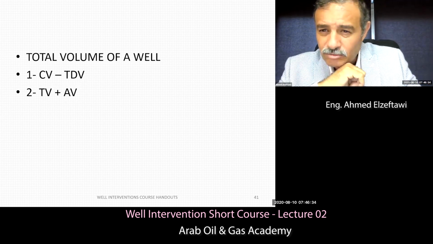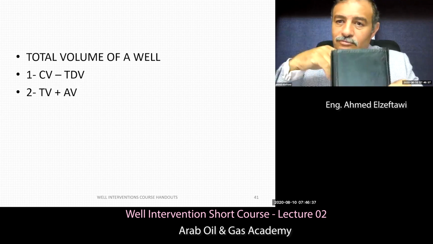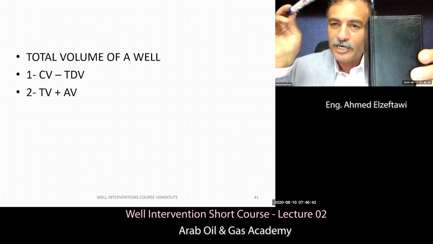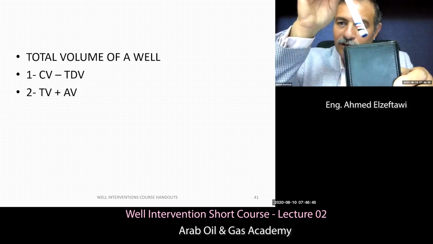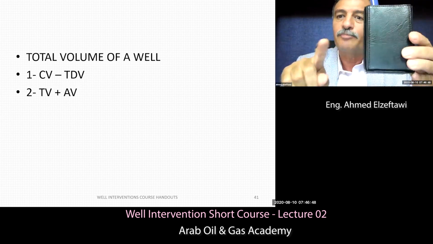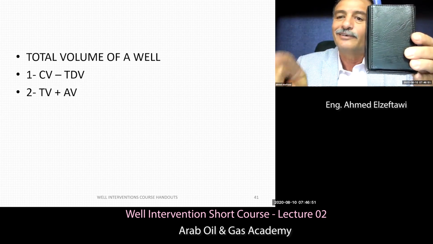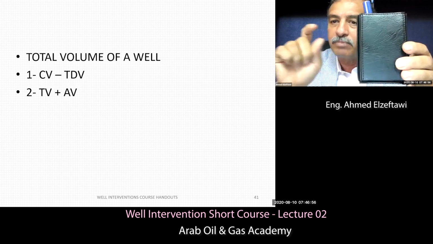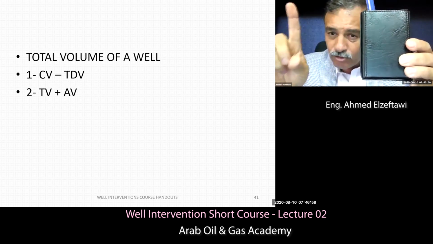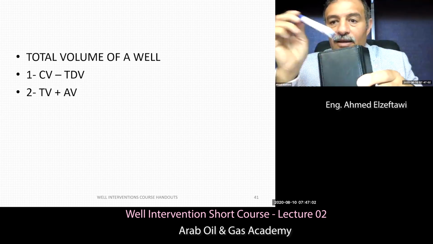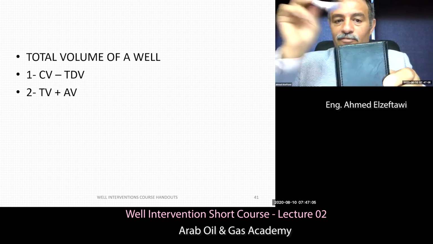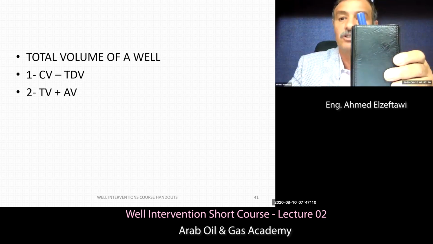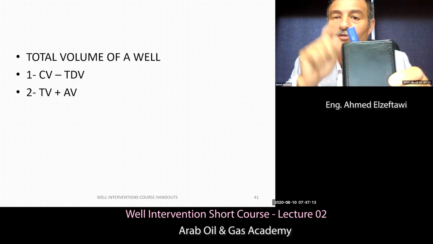Now I have a tricky question. We have 500 barrels. This was filled with 500 barrels. I'm running the tubing closed end. When I run the tubing all the way down, 200 barrels came out. My tricky question is, what is the total volume of the well? Please count from 1 to 20 before you answer. 500 inside, full. This is closed end. I run it. 200 barrels is out. What is the total volume of the well?